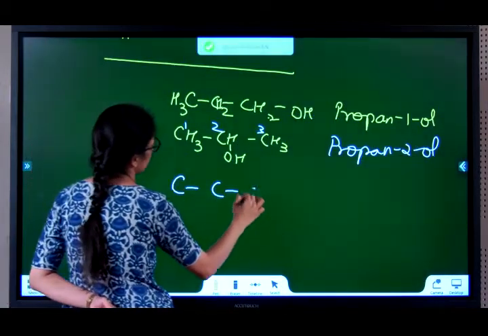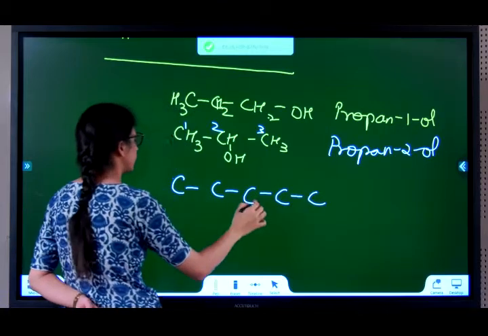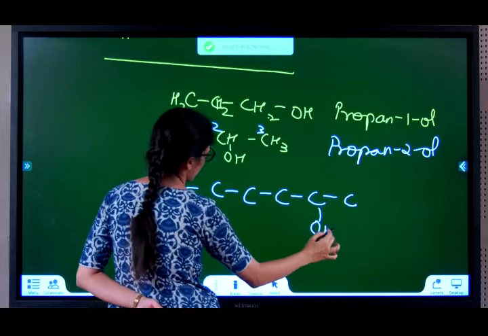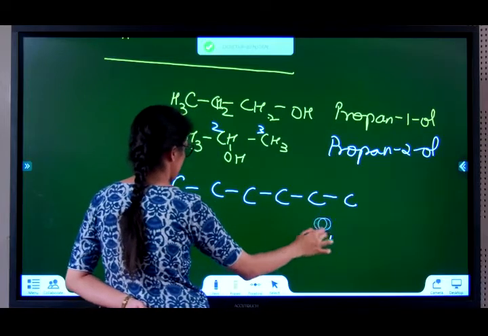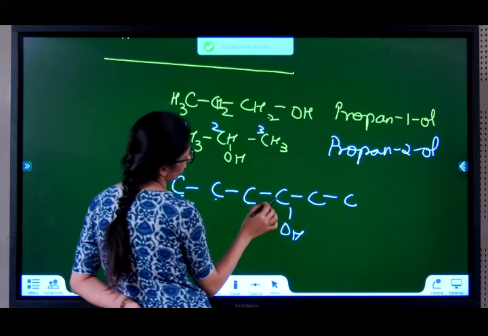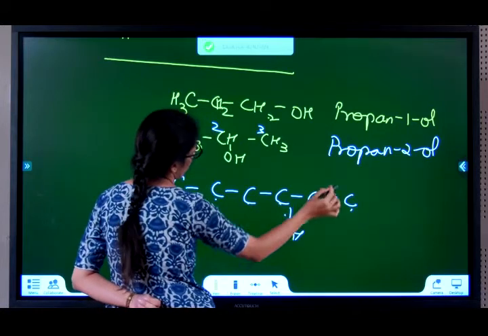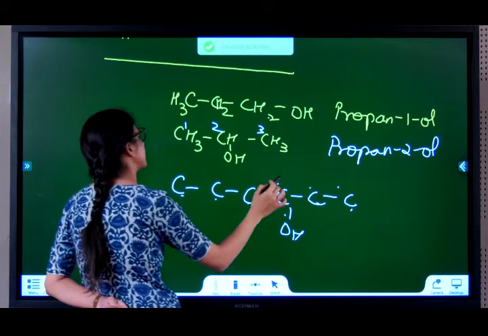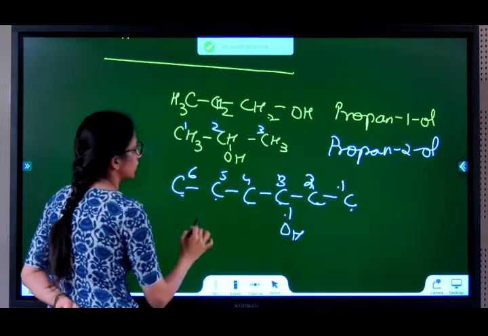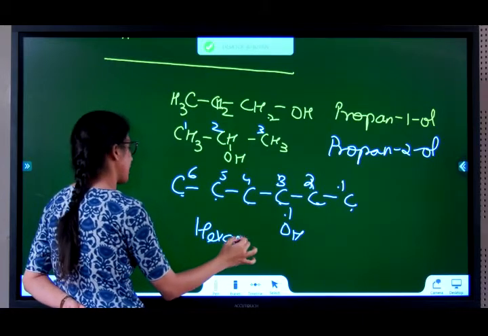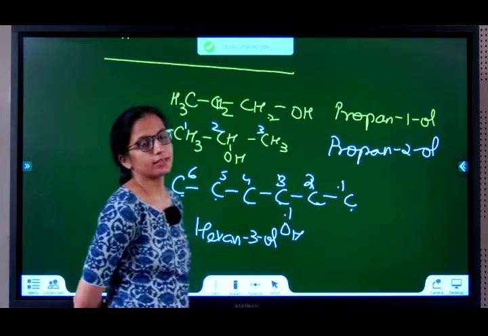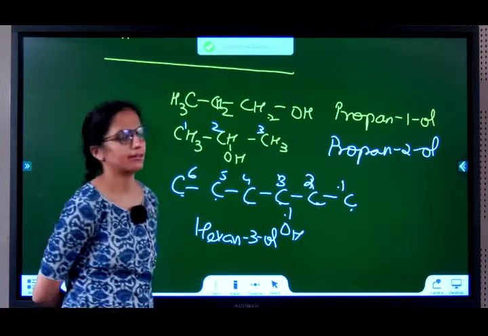What about this? 1, 2, 3, 4, 5, 6 and I put OH here or I put OH here. 1, 2, 3, 4, 5, 6, number 4 or 1, 2, 3, so it gets number 3. I will choose this. So hexane at position 3 I have an ol. Hexane 3-ol or 3-hexanol. I hope alcohol series is clear.